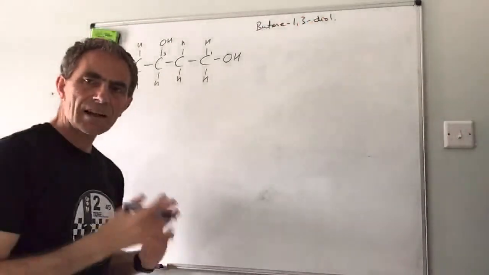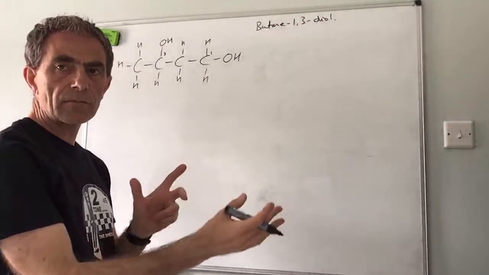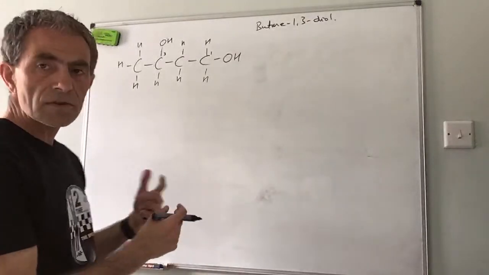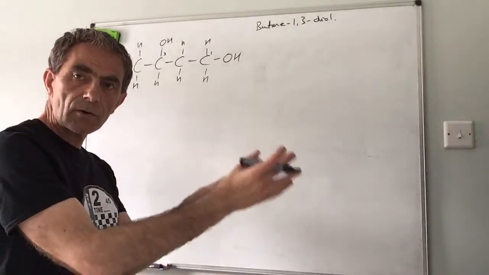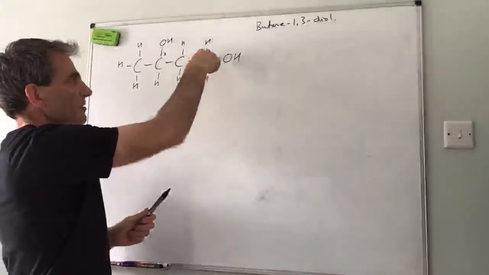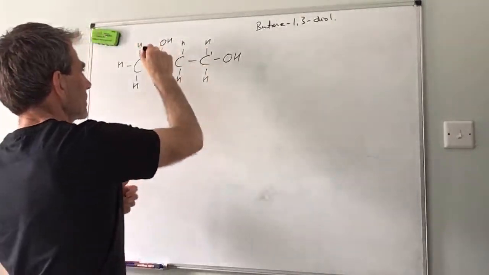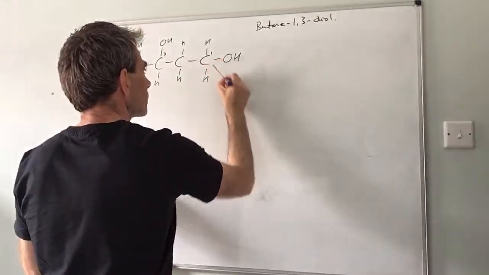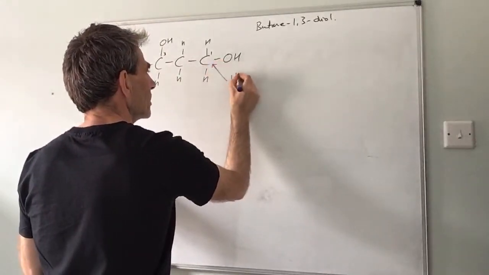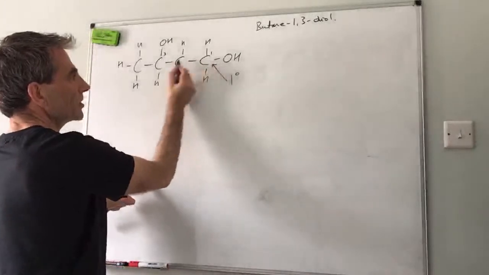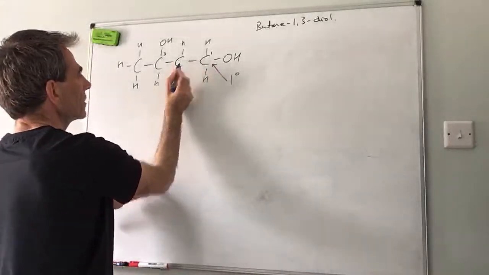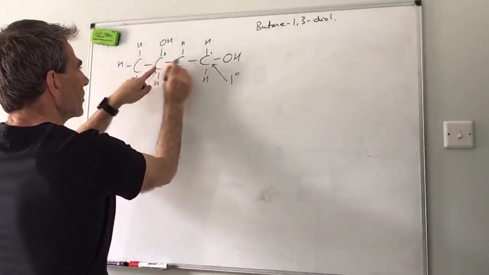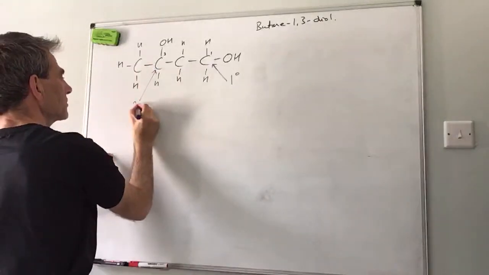Now, you can't classify this as being primary or secondary because it's got both types of groups in, so you would classify particular OH groups, okay? So that's primary, that's secondary, okay? So this one here is primary because that carbon is only directly bonded to that one. That's the secondary, because it's bonded to that one and that one, okay?